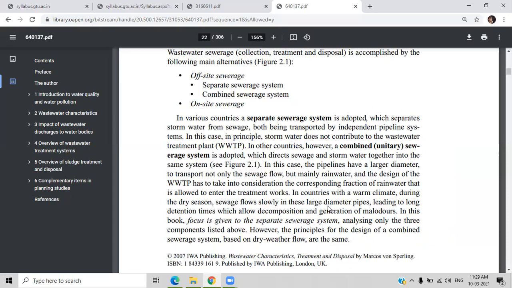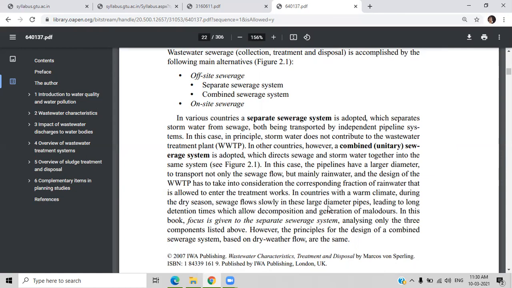In this case, the pipeline has a larger diameter to transport not only the sewage flow but mainly the rainwater, and the design of the wastewater treatment plant has to take into consideration the corresponding fraction of rainwater that is allowed to enter the treatment works. In countries with a warm climate, during the dry season, sewage flows slowly in the large diameter pipes, leading to a long retention time, which allows decomposition and the generation of malodor.